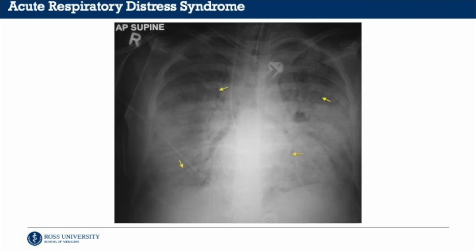This chest X-ray represents acute respiratory distress syndrome. A key feature that you'll find on a chest X-ray of a patient with acute respiratory distress syndrome are air bronchograms. This is what happens when the air-filled bronchi are made visible by the opacification of surrounding alveoli. This is almost always caused by a pathologic airspace alveolar process in which something other than air fills the alveoli.